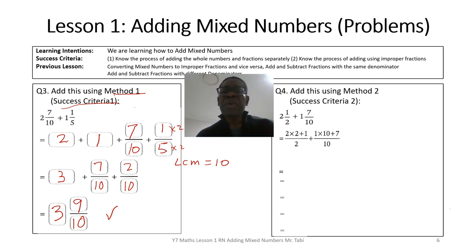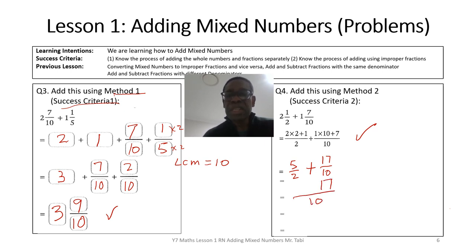Right. Well, we come to using method 2 for this problem. The first step has already been done for us. And 2 times 2 is 4 plus 1, that gives us 5 over 2 plus 1 times 10 is 10 plus 7, 17 over 10. Again, we need the equivalent fractions for these two to get a common denominator of 10.